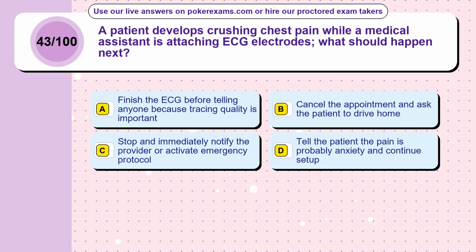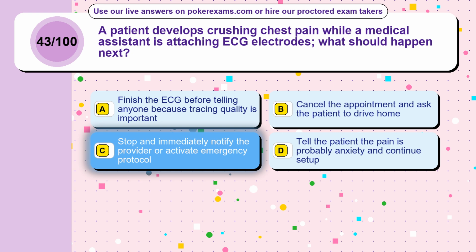Question 43. A patient develops crushing chest pain while a medical assistant is attaching ECG electrodes. What should happen next? Option A. Finish the ECG before telling anyone because tracing quality is important. Option B. Cancel the appointment and ask the patient to drive home. Option C. Stop and immediately notify the provider or activate emergency protocol. Option D. Tell the patient the pain is probably anxiety and continue setup.